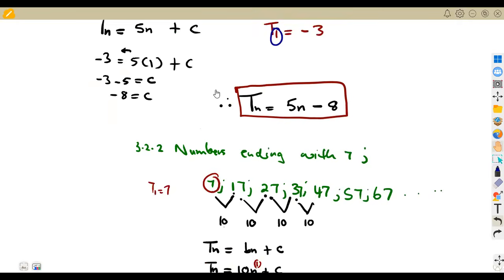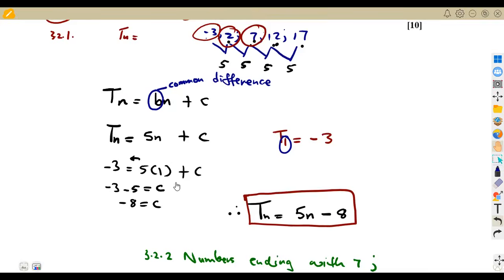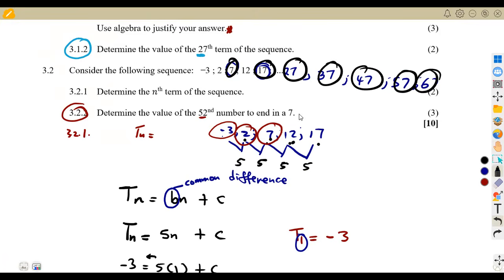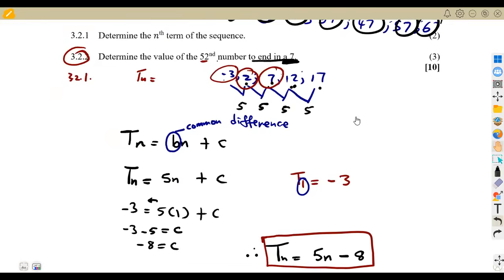It's no longer the sequence that we used to have. This one was starting with -3. These numbers are not even ending with 7. We just want to take all those numbers that are ending with 7. So you're taking 7, 17, 27, and so on. As long as the number ends in a 7, that is how we are supposed to obtain this.